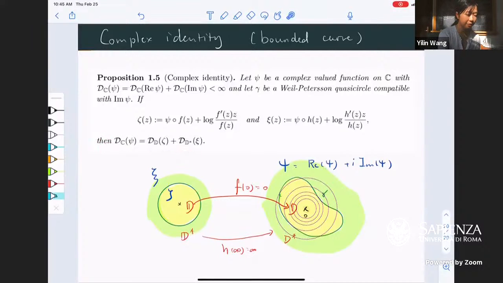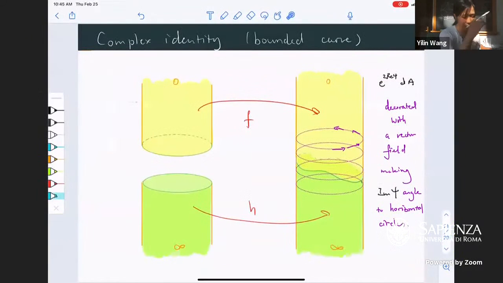But the statement is that if you start with a complex field, and here the complex field has a real part and an imaginary part, and I transform that into a complex field inside the disk and outside of the disk using this transformation law, then their Dirichlet energy is preserved. And this Dirichlet energy is the Dirichlet energy of the real part plus the Dirichlet energy of the imaginary part. To understand what this transformation law really means is that.